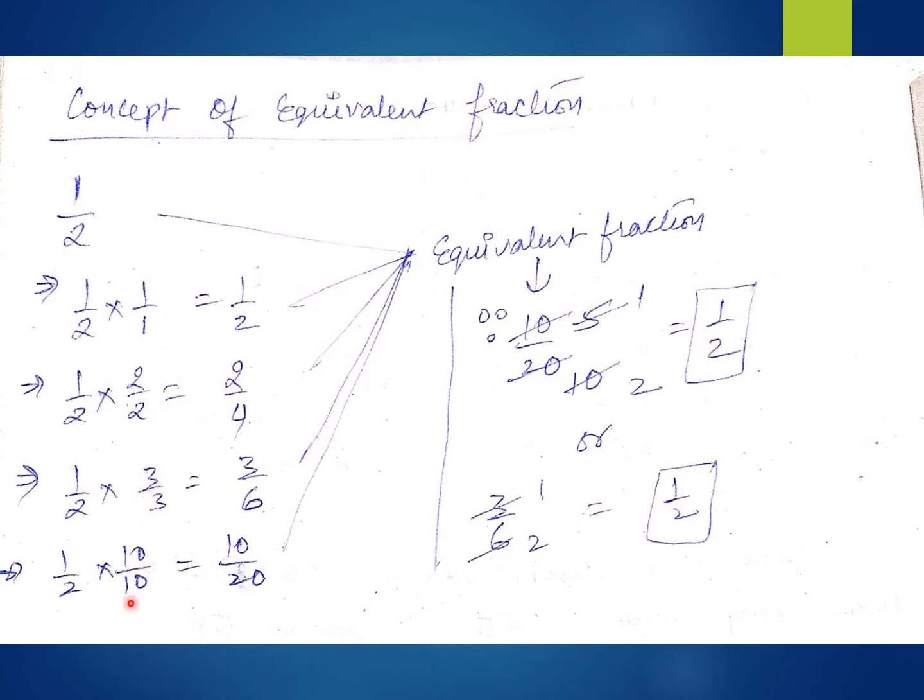Similarly, in the last example, I have multiplied the denominator by 10 and the numerator by 10. So I've got 10 upon 20. I can say these numbers are all equivalent to 1 upon 2. Now you must be thinking, why are they equivalent? For that I am showing you here.